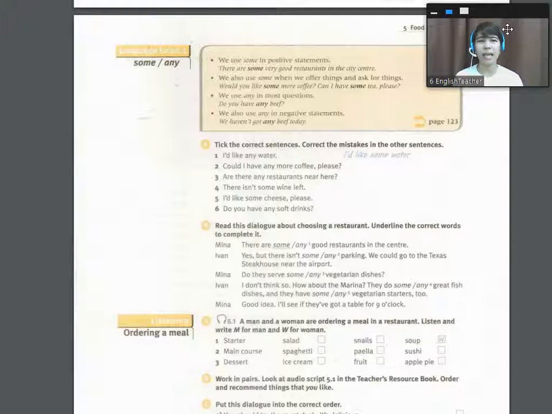Very good. How about you, student A? Can you please give me an example using some? Very good. There are some books on the table. That's correct. That's a positive statement. How about you, student B? Can you give me a sentence using some? Very good. Can I have some information about the material for our project? Very good. That's also a great sentence.